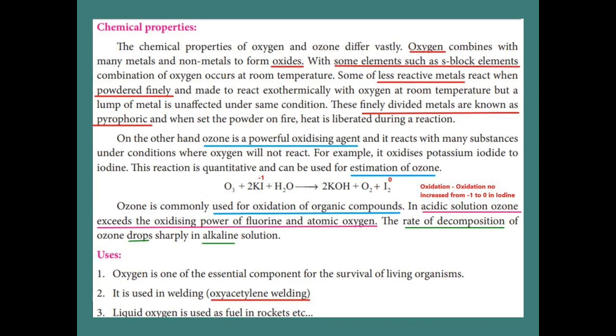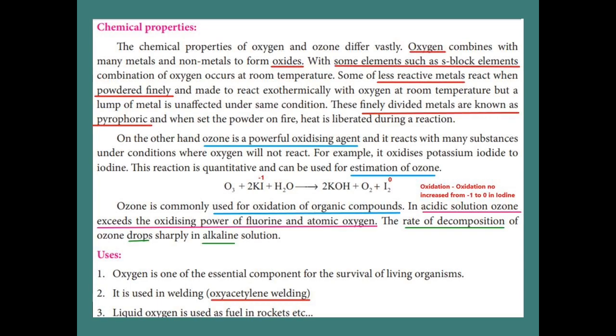Chemical properties of oxygen. Oxygen combines with metals and non-metals and forms metal oxides and non-metal oxides. S block elements combine with oxygen at room temperature, but less reactive metals combine with oxygen in powder form. The finely divided metal is called pyrophoric. So in the pyrophoric form only, the less reactive metal combines with oxygen and gives the required product.